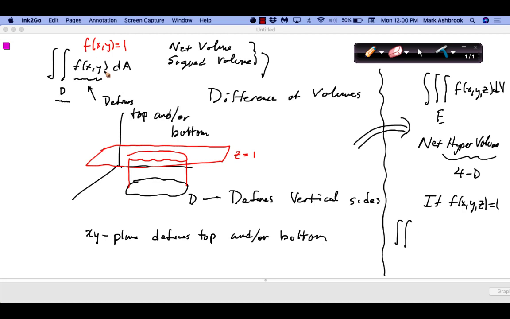Just like if f was 1 here, then we're going to get the volume of what? Just like we get the area of the thing we're integrating over, now we're going to get the volume of the thing we're integrating over. Volume of E. And that's in R3, right? So this thing that we're integrating over now lives in R3. We can draw those, we can understand those pretty easily, those make sense to us.